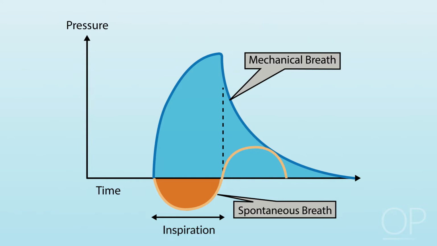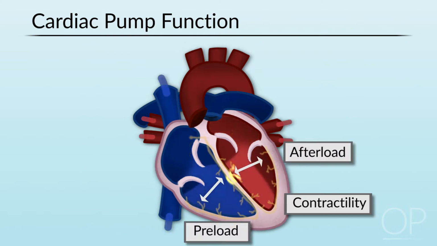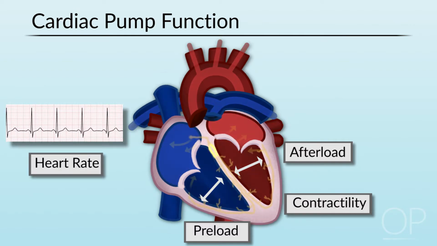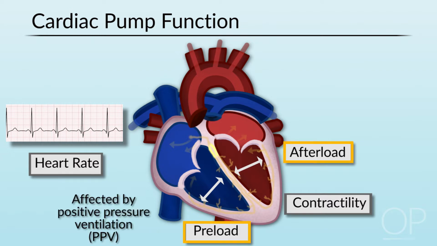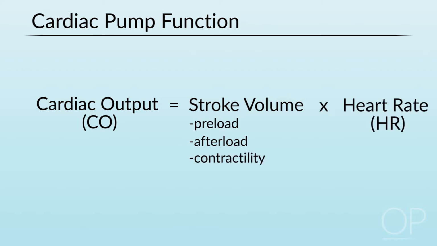So I would like to start off by talking about some cardiac basics. We need to talk about cardiac pump function. The components of pump function are preload, afterload, myocardial contractility, and heart rate. Honestly, when we're talking about positive pressure ventilation, we're going to be affecting preload, afterload, and perhaps contractility because we're going to be affecting afterload. We're likely not going to be affecting heart rate with any of those maneuvers. But it is important to realize that cardiac output is a component of stroke volume, which is made up of preload, afterload, and contractility, times the heart rate itself.